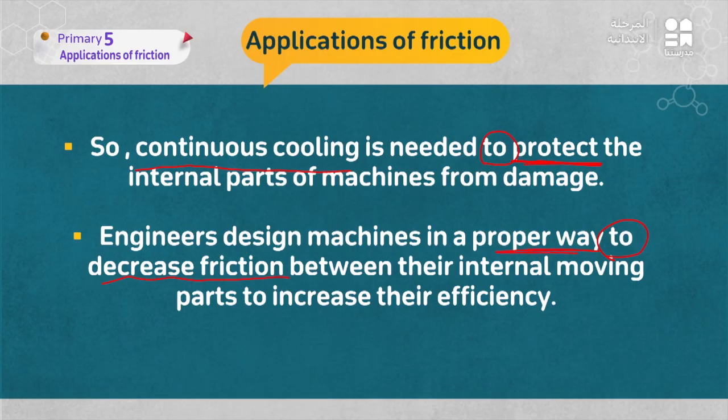بيحاولوا إن هم يعملوا، وحاليا بيعملوا engineers design machines، بيقدروا يعملوا ماشين بطريقة أحسن أو بطريقة أفضل in a proper way to decrease friction، عشان يحاولوا يقللوا الفريكشن. ولو قللوا الفريكشن يبقى يعملوا protect للماشين from damage. يبقى again engineers design machines in a proper way to decrease friction between their internal moving parts to increase their efficiency.